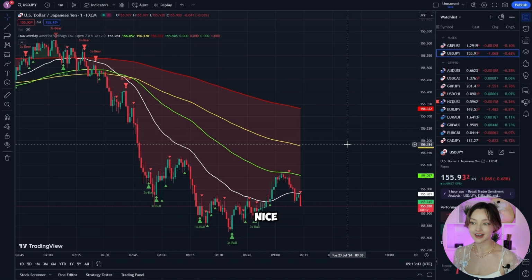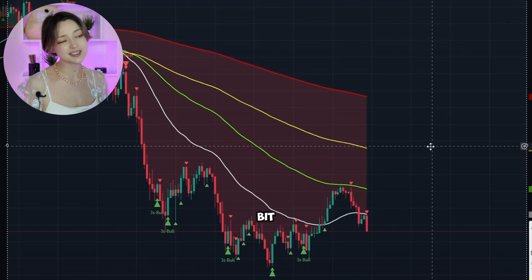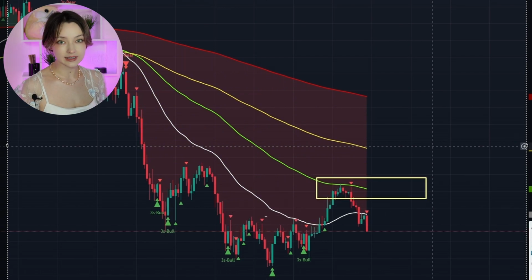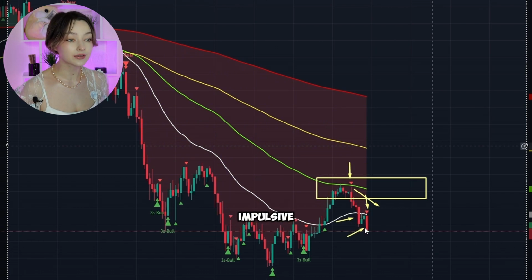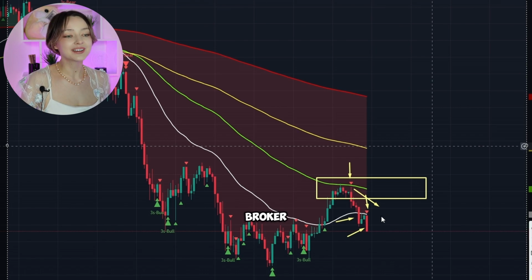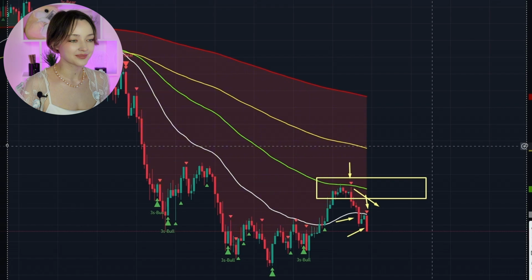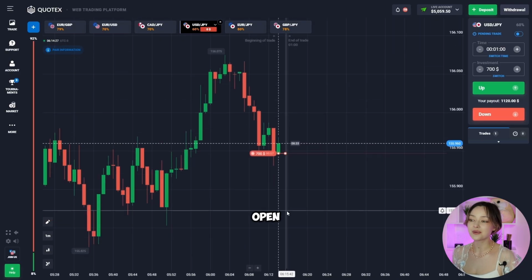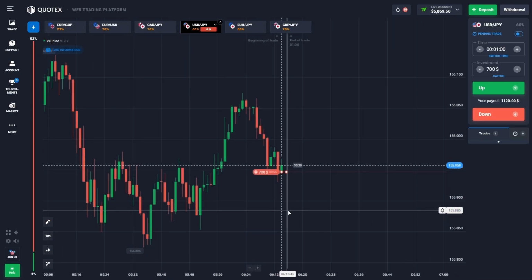So another nice situation. It's actually a little bit similar to the last one. Here we can see that a downward move has started from the resistance level. I can also see signals indicating that the price is intending to go down. And you can see right here these impulsive candles that confirm my entry point. I'm going to my broker and placing the trade. So the trade is open. Let's wait for the result.